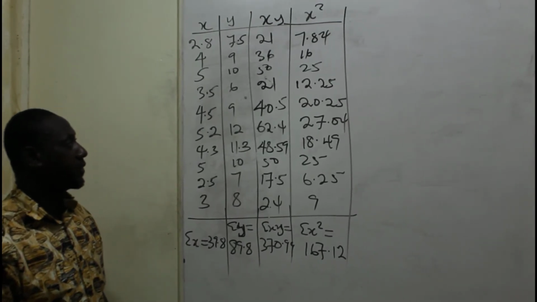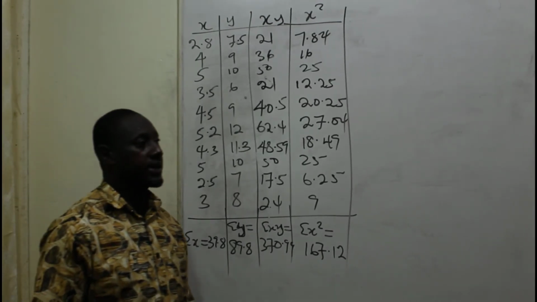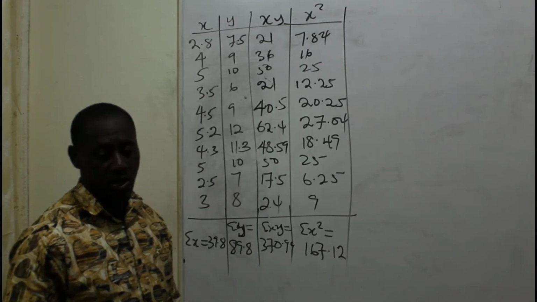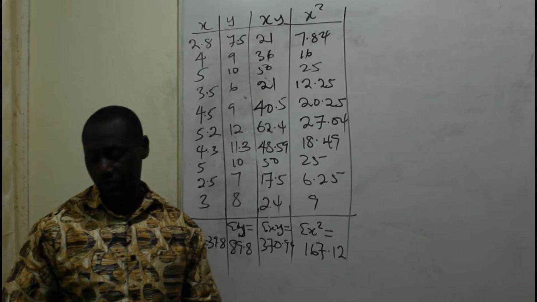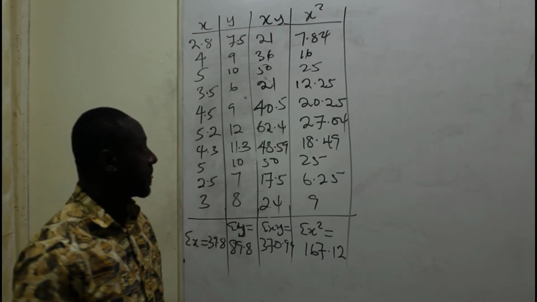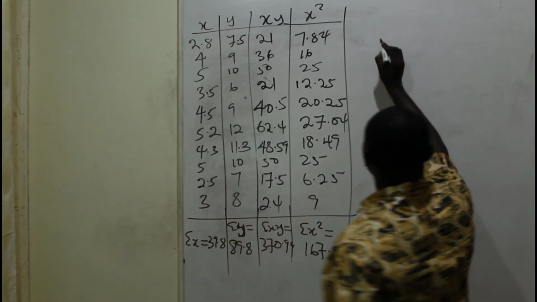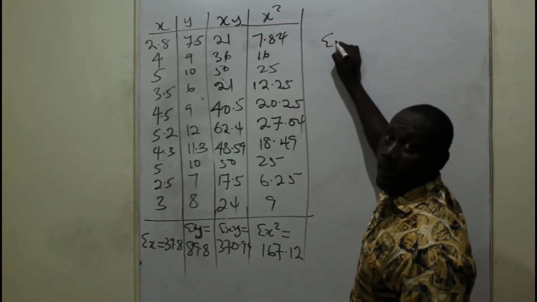So when we are done with that, don't forget we can go about it in 2 ways. We can put them in the 2 normal equations. And so for the first normal equation, that is summation of x.